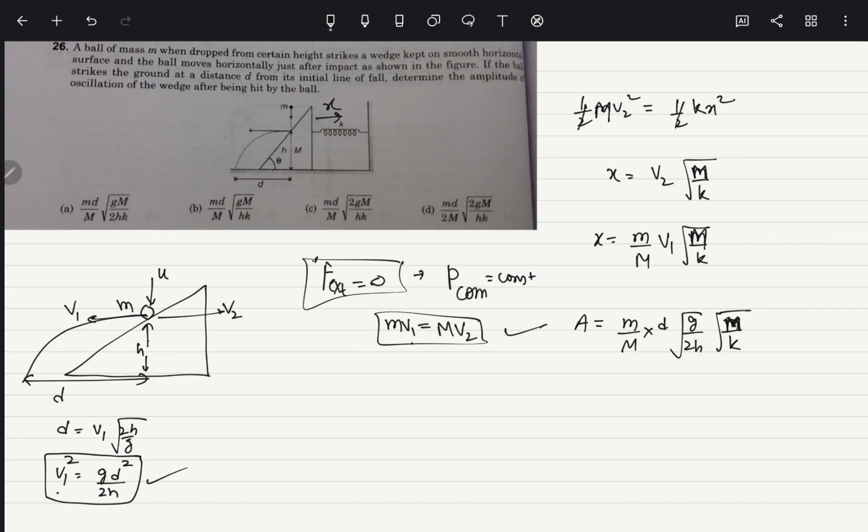So now this root M here, obviously there will be a root. So I'm writing root terms together and the terms without root. The terms without root we have m d by capital M, and in root we have g capital M by 2hk, and this is the answer. Thank you. That's it.